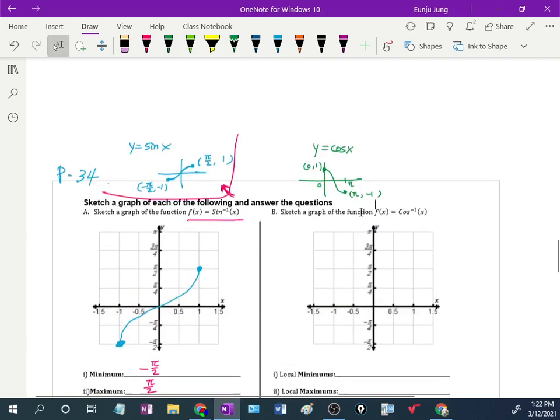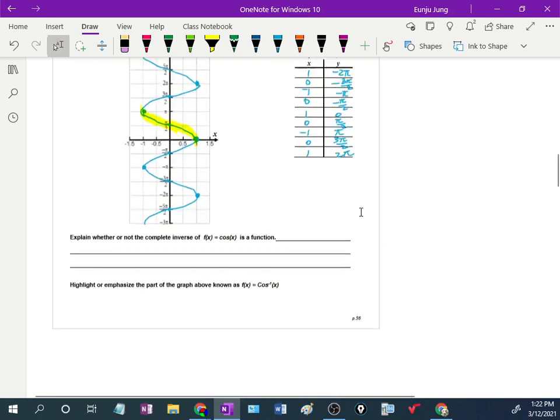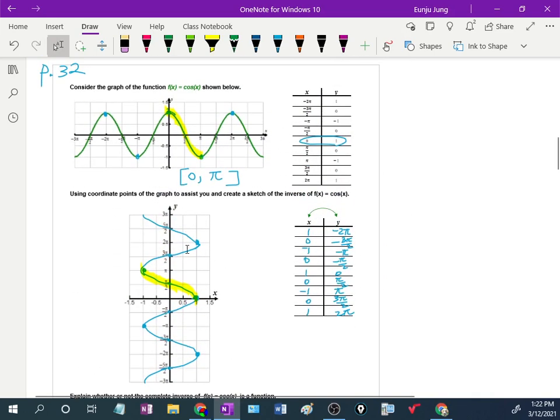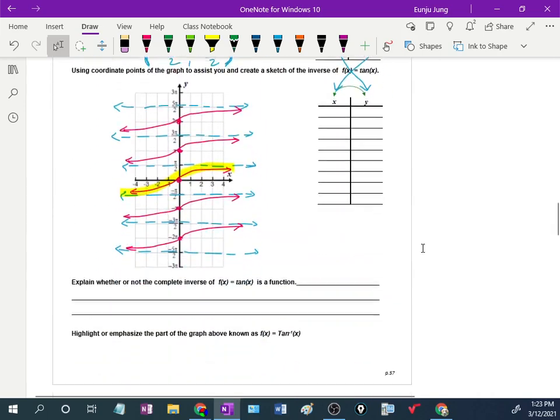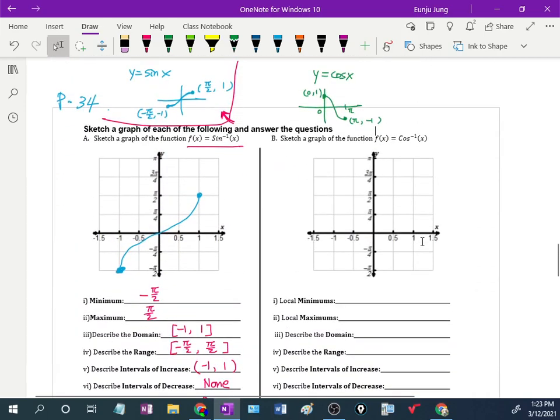So this is from the previous one like that, okay? This one was the cosine function. We want to take only that part. So on the graph, I'd like to have this highlighted shape, okay? So let's graph it. 0 and 1 goes to 1 and 0. Pi and negative 1 goes to negative 1 and pi.